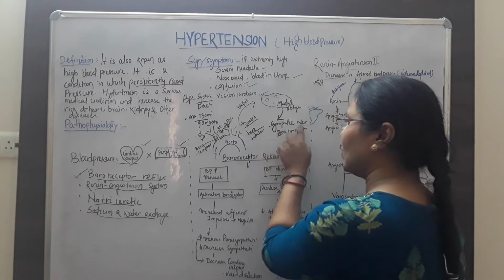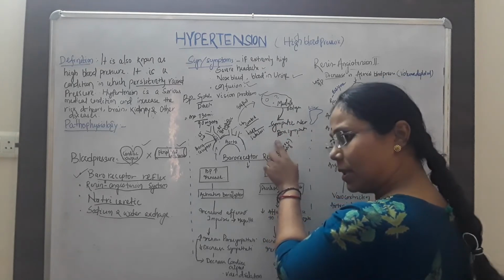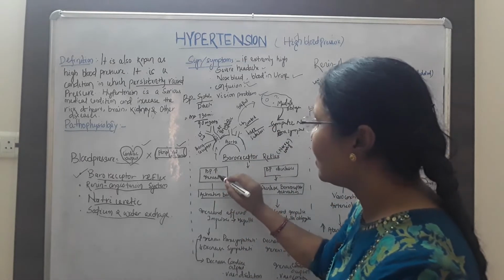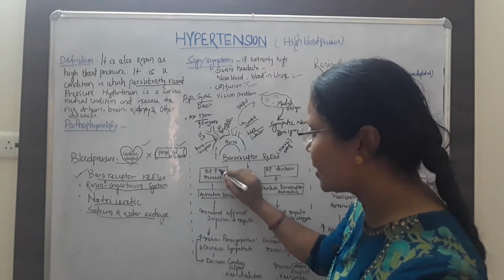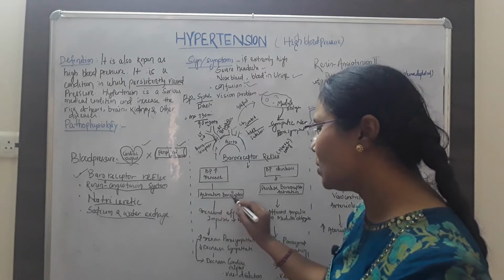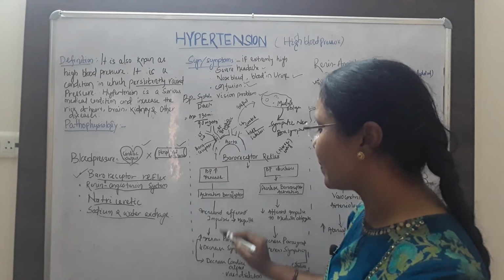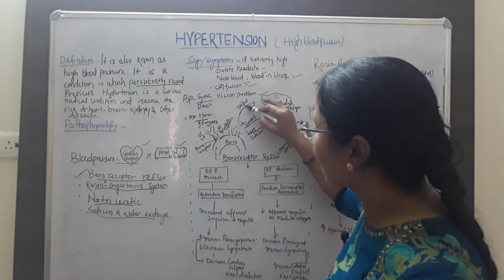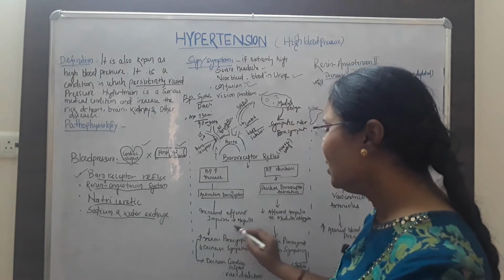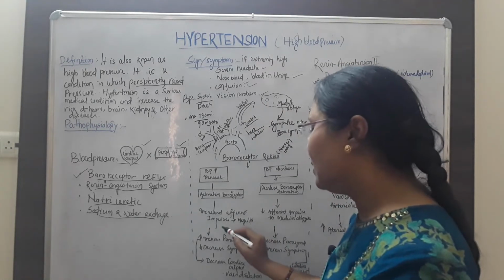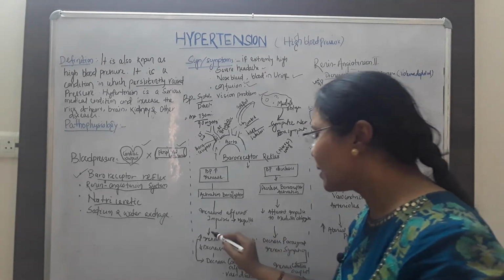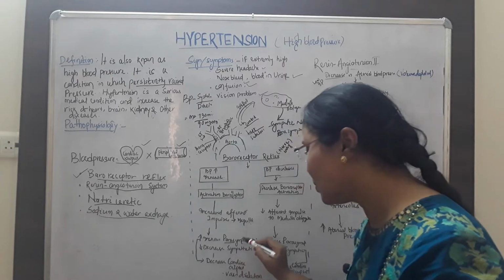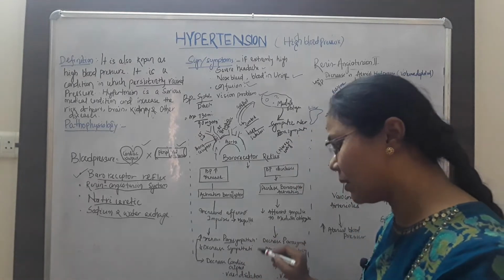What are the roles of the parasympathetic and sympathetic nerves? See this flow chart. The baroreceptor detects the rise in blood pressure. So there is activation of the baroreceptors on the arch of aorta, then increased afferent impulses. These impulses go to the brain, to the medulla oblongata, whose role is to activate the sympathetic and the parasympathetic nerves.